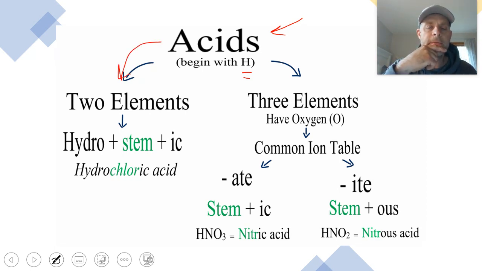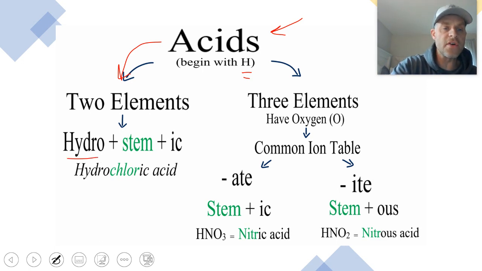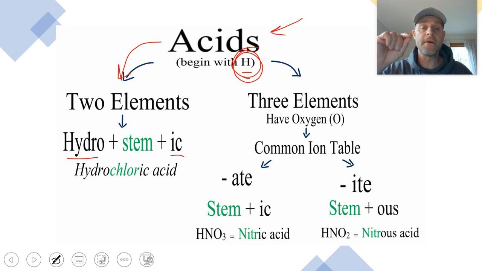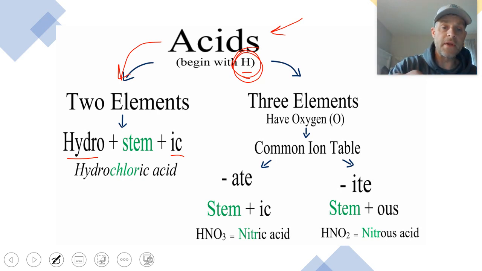All right. And the way it works is if there's two elements, I know if I go to name something, that name is going to start with hydro and it's going to end with ic. So then all I have to do is take that other element. There's two. The first one's going to be H. And that second element, I'm going to take the stem or the root of that word, and I'm going to place it between hydro and ic.